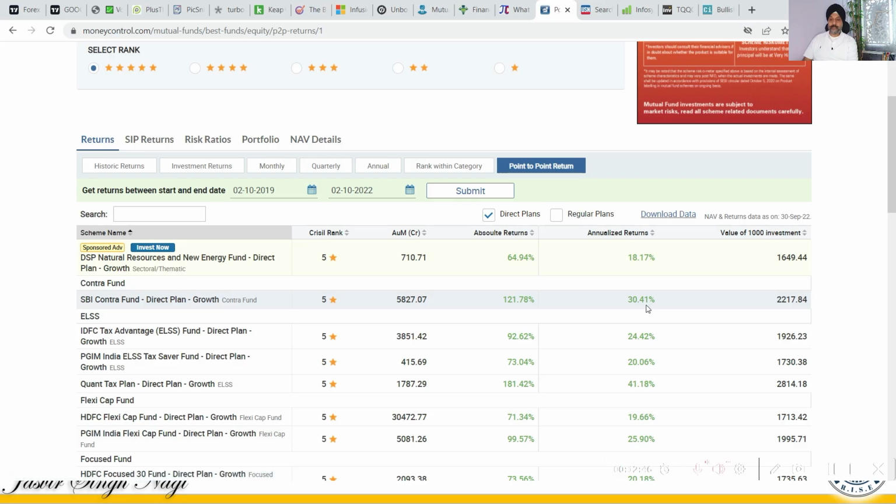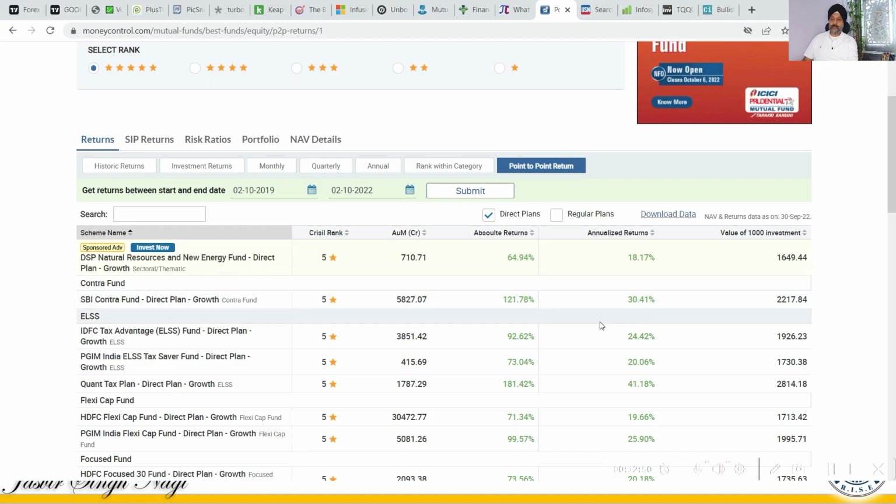An annualized return of 30% is very high, guys. So this is very good to have. And the absolute return is a simple return. This annualized return is year on year. This is from the year to date. That's how it is. Excuse me.